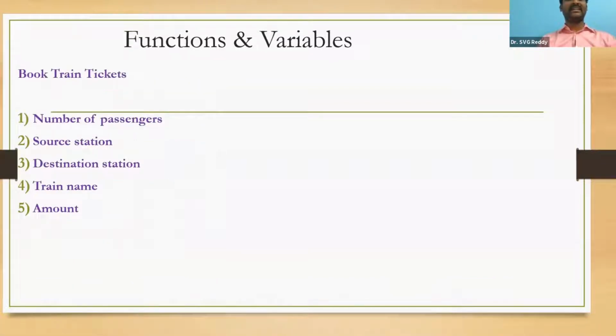Even the same with booking train tickets. That is a work. When you go to the railway station to book train tickets, it will ask you how many passengers, what is the source station, destination, train name, amount, date, time, and so on. Roughly, we have just taken something. So this is the task, the function of booking train tickets, and these are the entities, the variables.